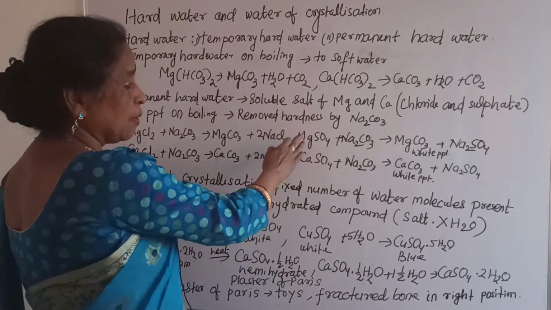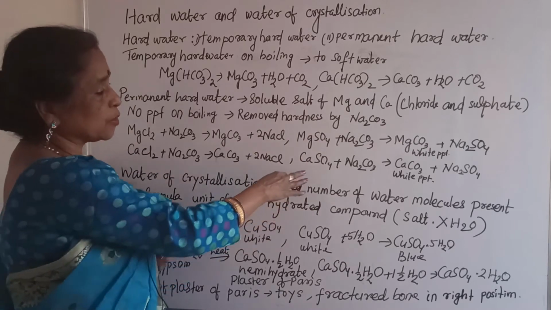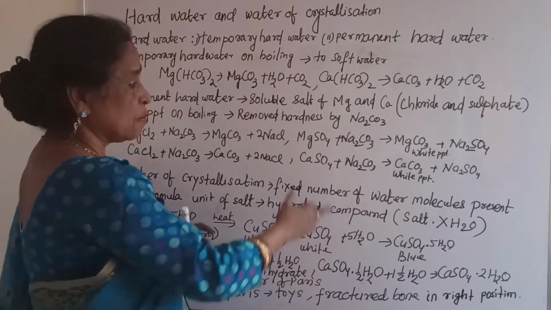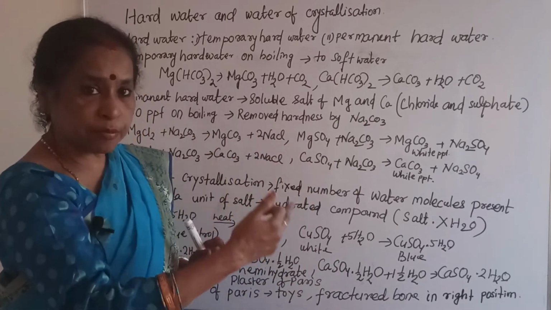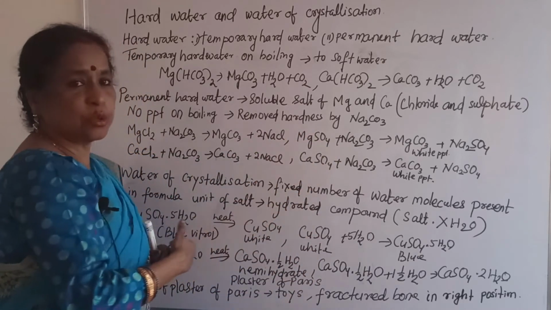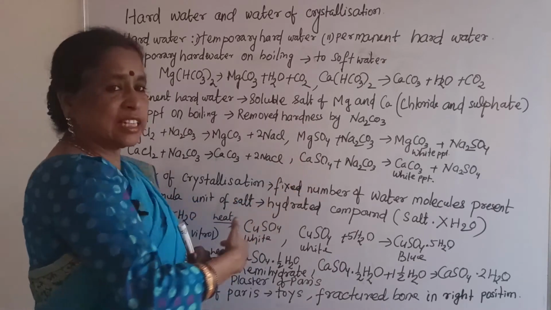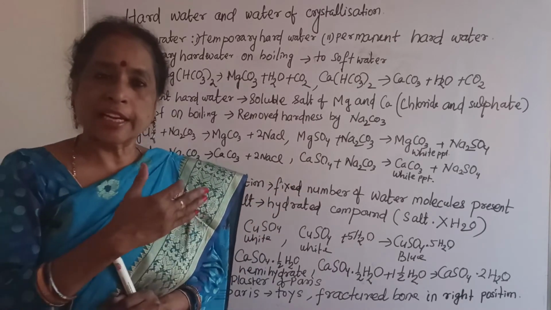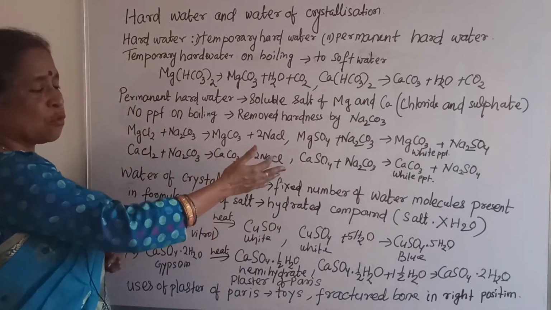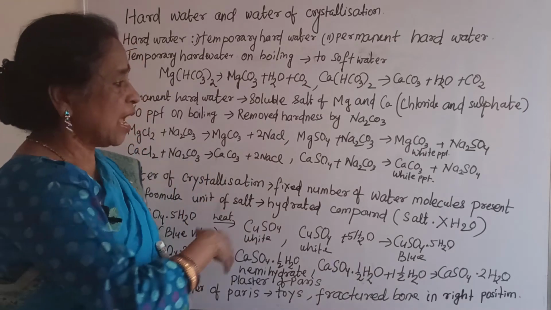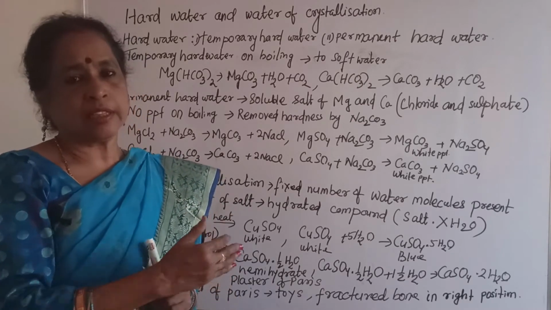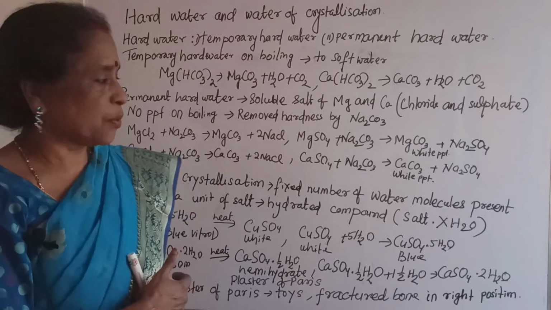If the hard water contains magnesium sulfate and calcium sulfate, then what happens? Magnesium sulfate when treated with sodium carbonate gives magnesium carbonate, which is a white precipitate, and sodium sulfate. Similarly calcium sulfate and sodium carbonate give calcium carbonate and sodium sulfate. Now these are all white precipitates, magnesium carbonate and calcium carbonate. On filtration they are taken out and you get soft water.